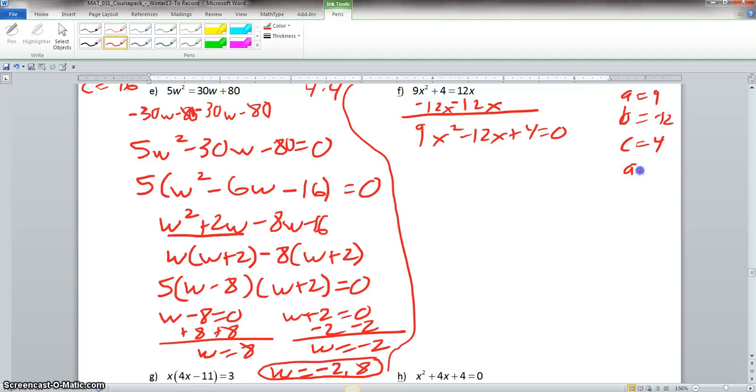Now, a times c, we know would give us 36. So we do the factors of 36, which is 1 and 36, 2 and 18, 3 and 12, 4 and 9, and 6 and 6. Now, since our a and c is positive, but our b is negative, that means that both of our values have to be negative. And the two that will work is the 6.